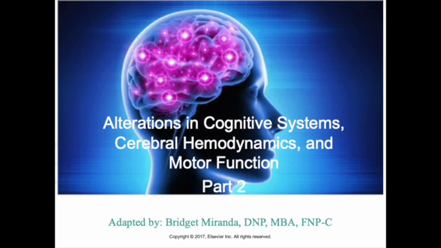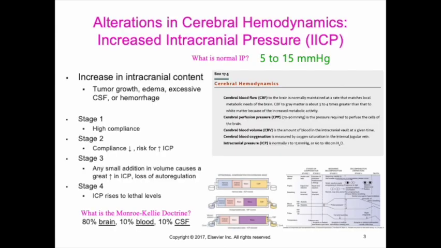This is part B of the Alterations in Cognitive Systems, Cerebral Hemodynamics and Motor Function. We're going to be talking about the alterations in cerebral hemodynamics. First, let's talk about the overall components of the brain. We have 80% brain, 12% blood, and about 8% CSF.